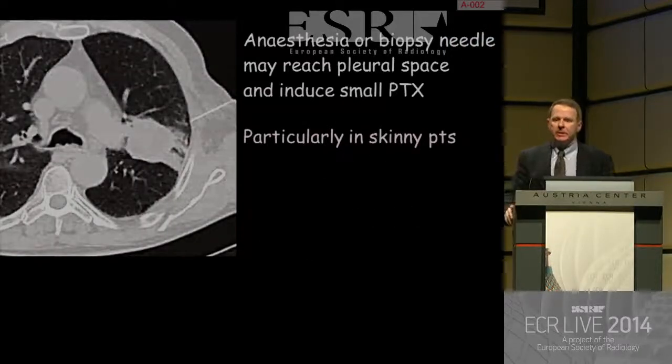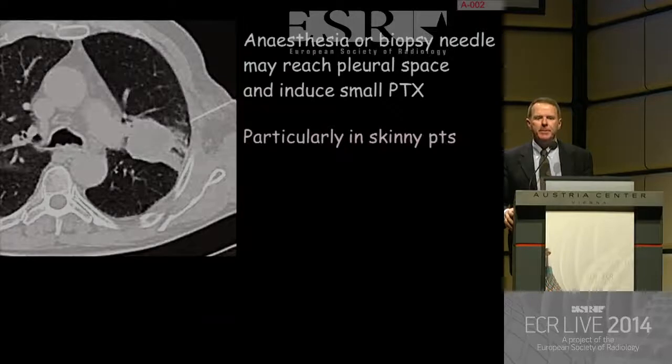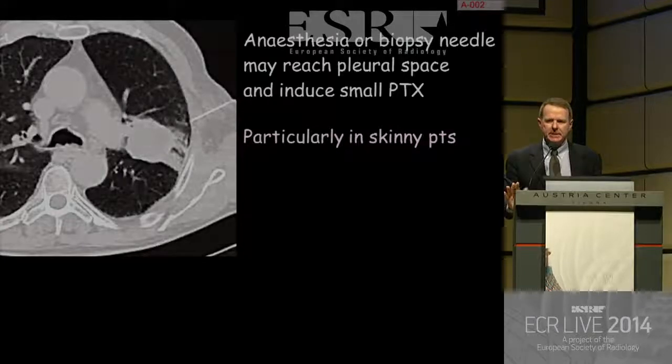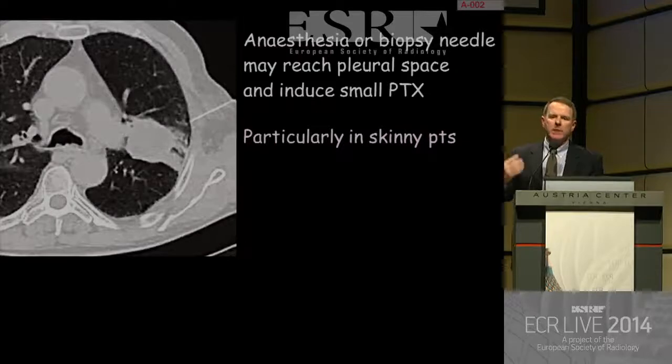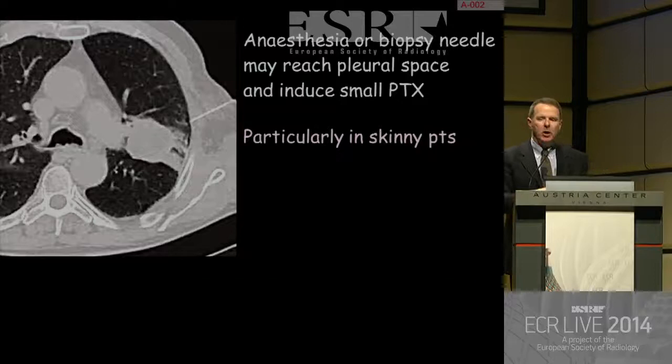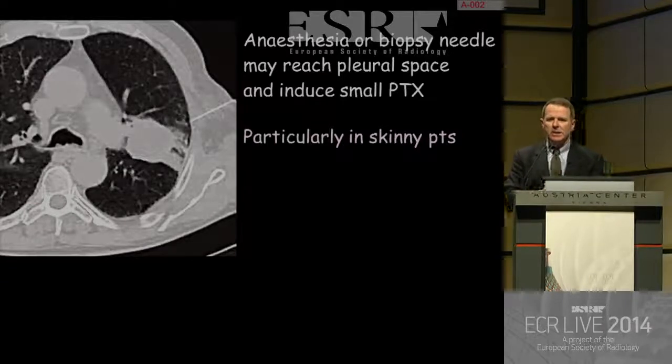The anesthesia needle sometimes may be very tricky. Why? Because if you, with the tip of the needle, are between the two pleural surfaces, you understand me? Between the visceral and parietal pleura, when you take off the syringe, air will come from the outside into the patient. And this is a sort of induced pneumothorax. And this is particularly risky in skinny patients. Why? Because the lung is less than 2 centimeters under the skin.